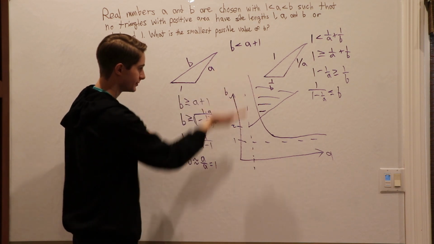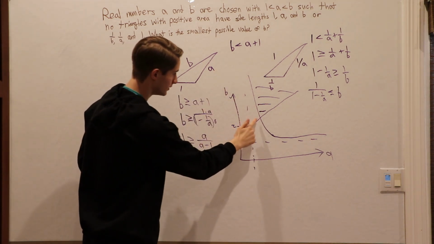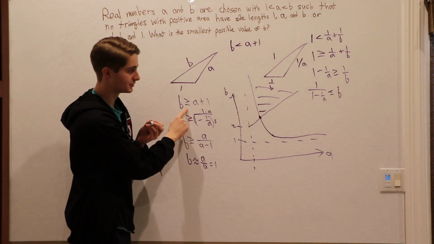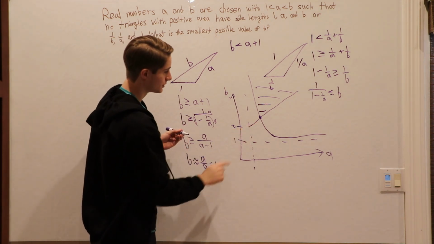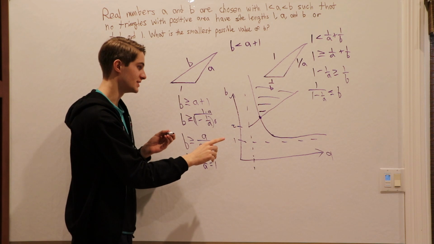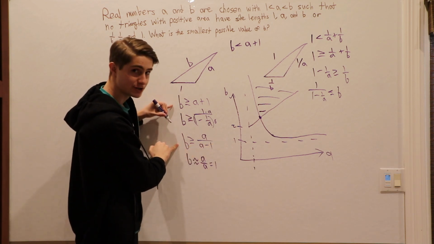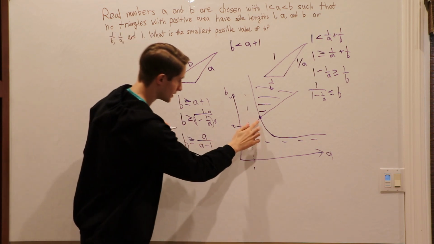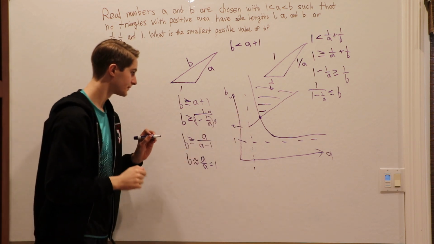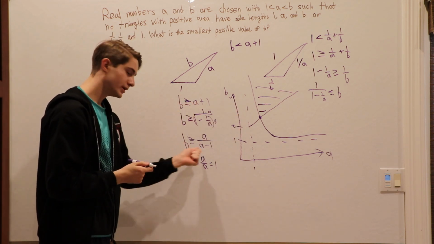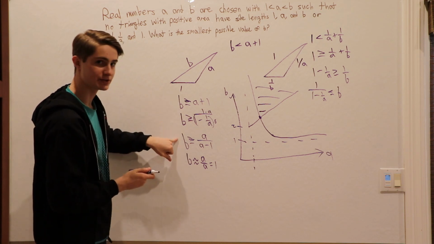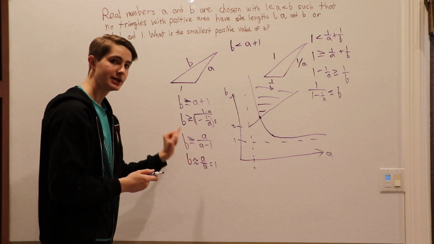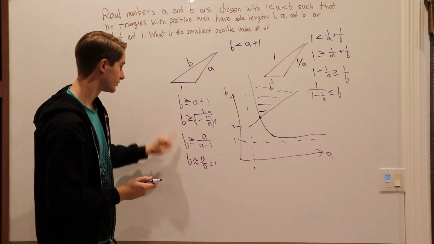Well, b is this vertical variable, so the smallest possible value is going to be right here at the intersection of the two curves, because we know this is greater than or equal to, so we can be exactly equal to, which means that at the smallest possible value of b, both of these equations are true. b equals a plus 1 and b equals a over a minus 1, because we're on both curves at the same time. But if these equations are both true, and they're both b on this side, then that means a plus 1 has to equal a over a minus 1. And we can use that information to solve for b in the end.